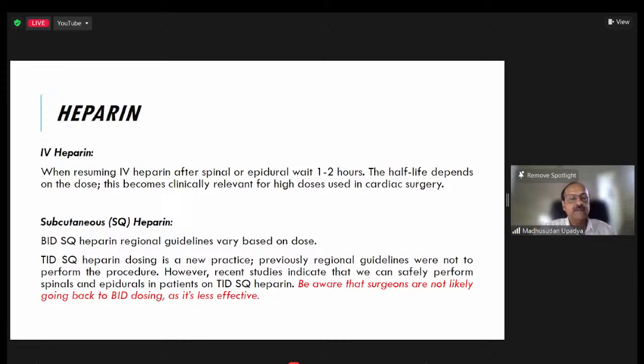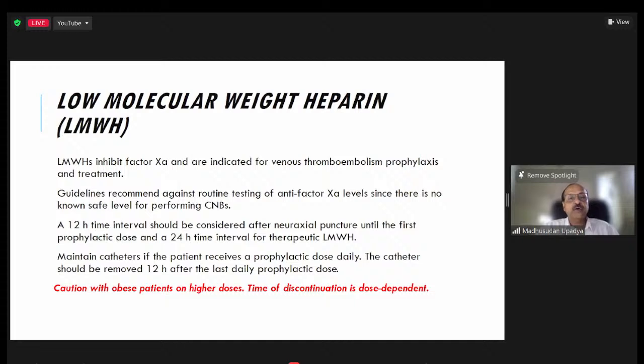Subcutaneous, the BID dosage of heparin subcutaneously, the regional guidelines vary based on the dose. And when it is TID, because the TID practice is relatively new and previously regional guidelines were not to perform the procedure. However, recent studies indicate that we can safely perform the spinal and epidurals in patients with TID subcutaneous heparin too. But be aware that surgeons are not likely to go back to BID dosing as it is less effective. Therefore, if he has started with the TID dosing, he will continue with the TID dosing. And when there is a TID dosing, you have to be extremely cautious. Maybe you cannot perform the procedure for at least 24 hours when the heparin is going.